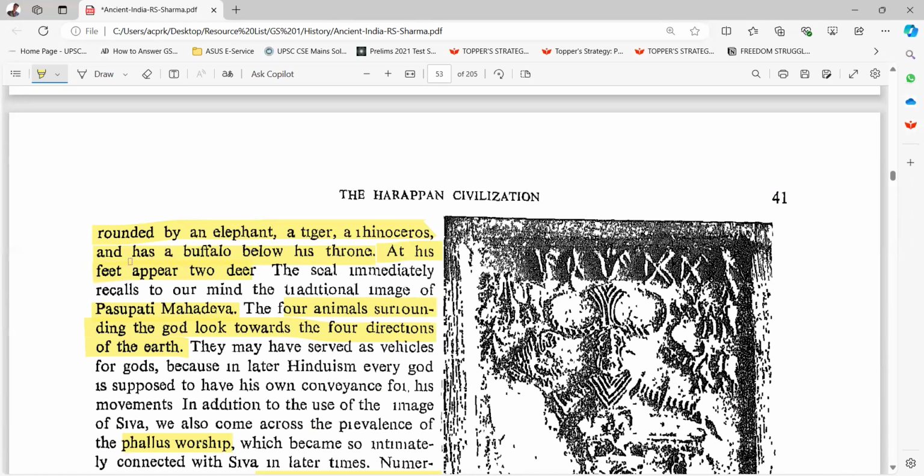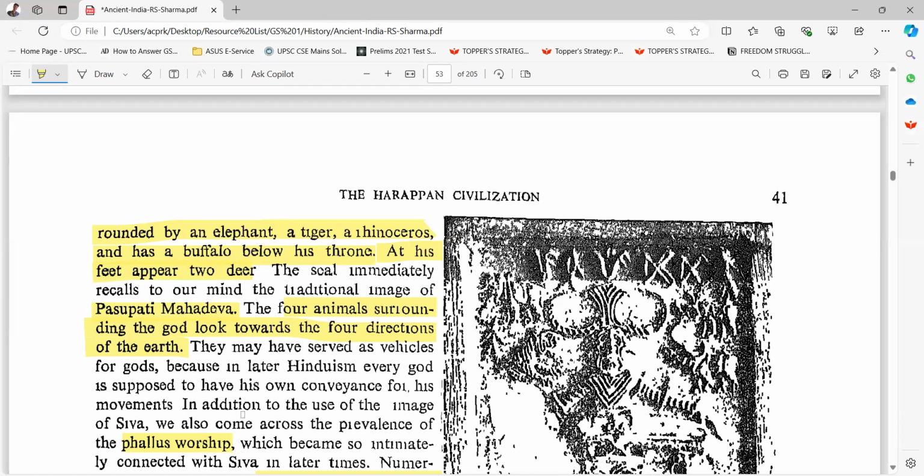At his feet appeared two deer. The seal immediately recalls to our mind the traditional image of Pashupati Mahadeva. The four animals surrounding the god look towards the four directions of the earth. They may have served as vehicles for gods, because in later Hinduism, every god is supposed to have his own conveyance for his movements.